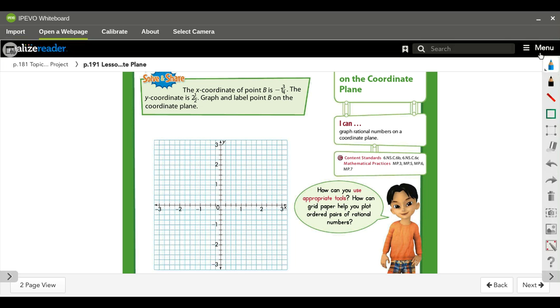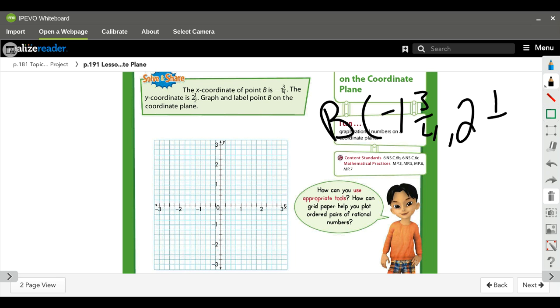So the first thing that I'm going to do is write out my ordered pair. So B as an ordered pair is going to be -1 3/4 and then 2.5. So let me write that a little smaller. B is going to be -1 3/4 and then my y coordinate is 2.5. Just by getting it in that ordered pair, it's going to be a little bit easier for me to see, and it's also making sure that I'm graphing correctly.